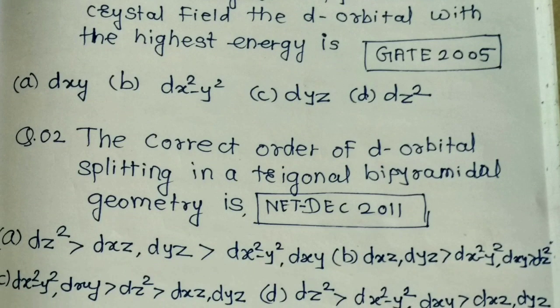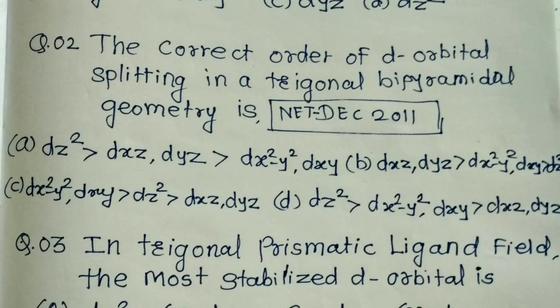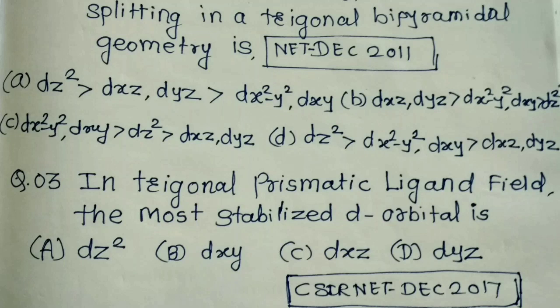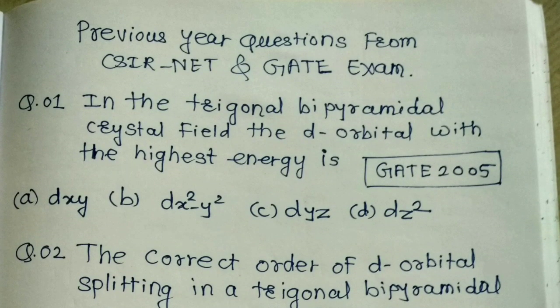Then the second question: the correct order of d orbital splitting in a trigonal bipyramidal, that is TBP, geometry is... This question was asked in CSIR NET December 2011 for 4 marks. They have given four options. And the last question, question number 3: in a trigonal prismatic ligand field, the most stabilized d orbital is... We have four options. So these three are representative questions from previous year CSIR NET and GATE exams.